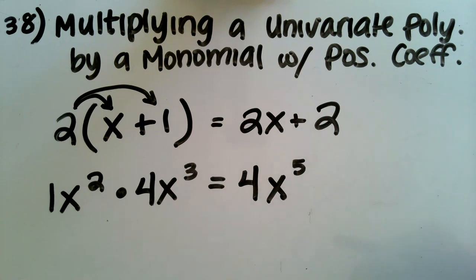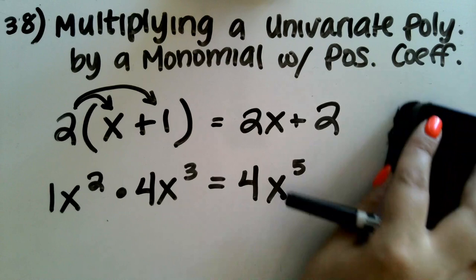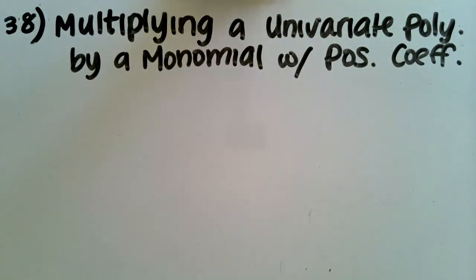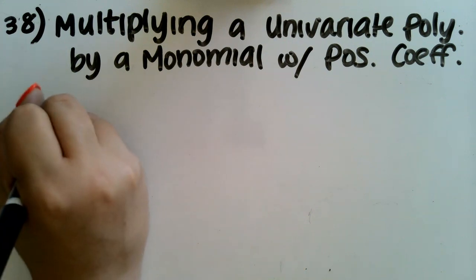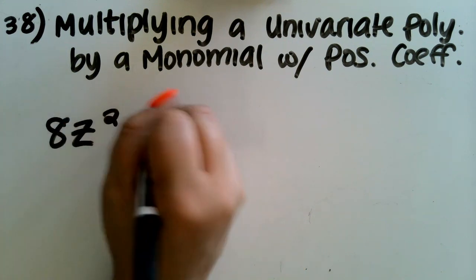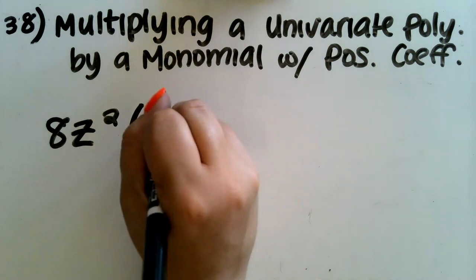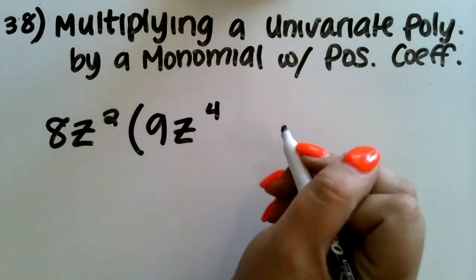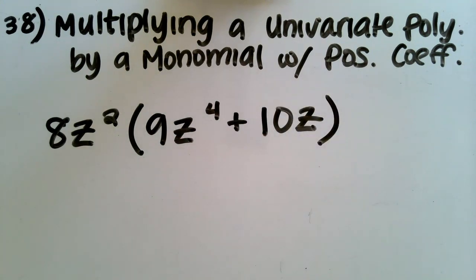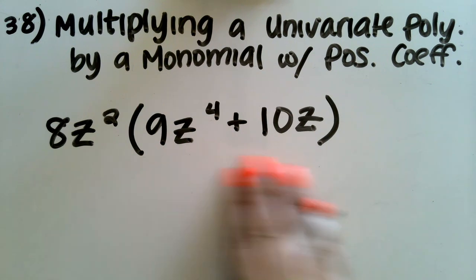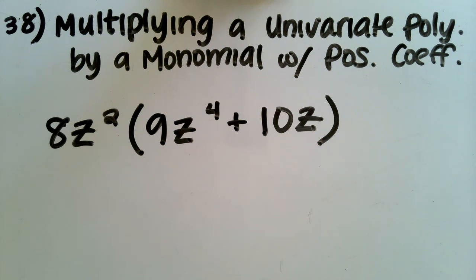Now that we have our brains warmed up, let's jump right into an example of multiplying those monomials with that univariate polynomial. Let's first do 8z to the second times 9z to the fourth plus 10z. It might make a little more sense now why I had us do those quick warm-ups, because yes, there's a lot going on in this, but it is exactly the same as if I were asking you to distribute 2 times x plus 1. Exactly the same.